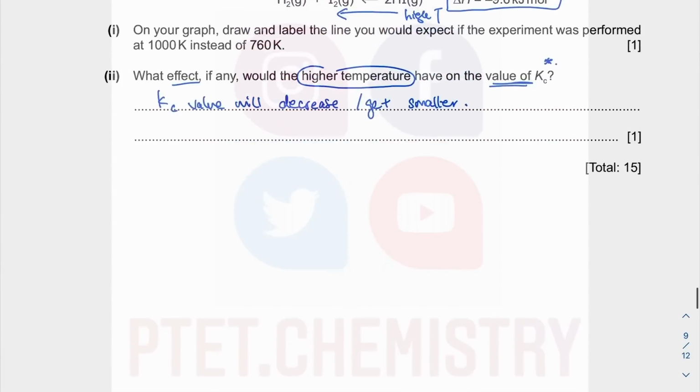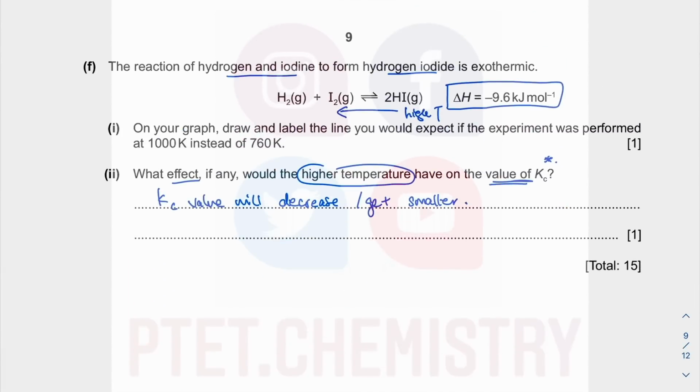Anyway, we already established that the value will change as temperature changes based on Le Chatelier's principle. I drew the line. I labeled the line. Draw and label the line at 1000 Kelvin. So I just labeled it F part 1. That should have been alright. So that's it on this paper 5 tutorial.